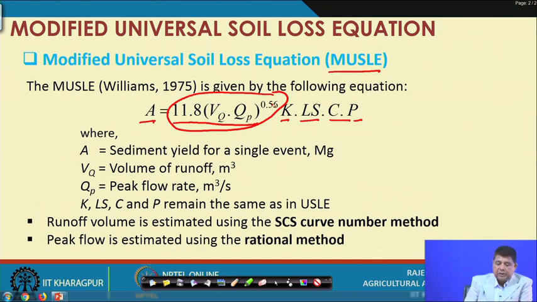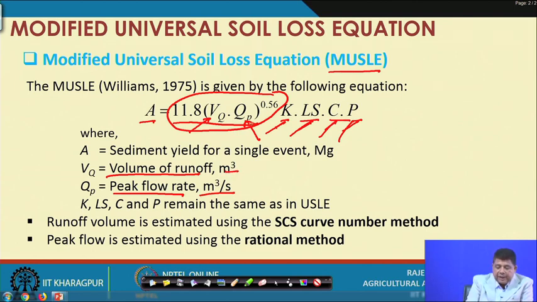The rest of the terms are the same: K, LS, C and P, that is the soil erodibility factor, topographic factor, crop management factor and conservation practices factor. Here two new terms come in: VQ, which is the volume of runoff, and QP, which is the peak flow rate or peak rate of runoff. Units are cubic meter and cubic meter per second.